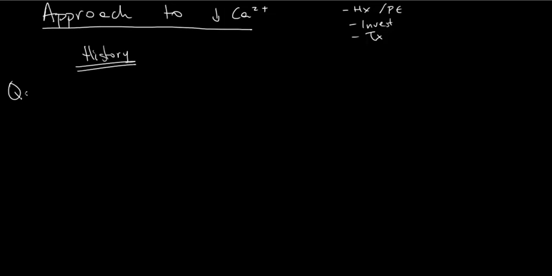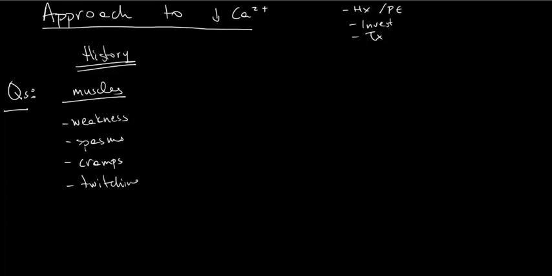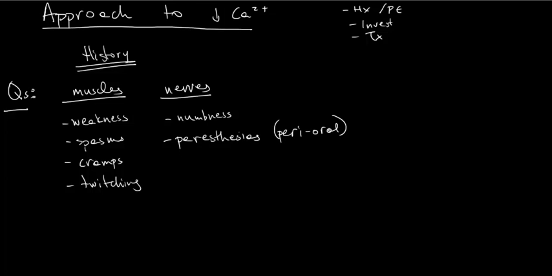The questions that need to be asked to these patients have to do with the two systems that can be involved. So when you talk about muscles, we have to ask them if they've experienced any subjective weakness, if they had any muscle spasms, if they had any cramps, or any twitching. Then when you talk about nerve problems, these patients will commonly report numbness, or they might report pins and needles, specifically paresthesias around the mouth. And then in the more severe cases, they might have actually had seizure activity.